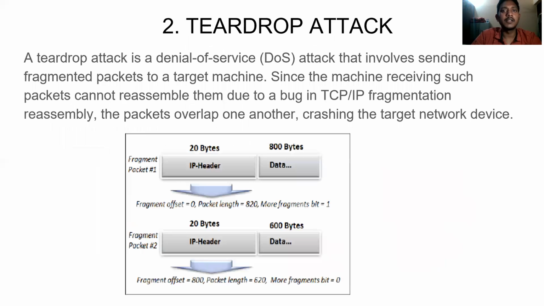The second one is teardrop attack. A teardrop attack is a DoS attack that involves sending fragmented packets to the target machine. The machine receiving such packets cannot reassemble them due to a bug in TCP/IP fragmentation. So the packets overlap one another and crash the network device.